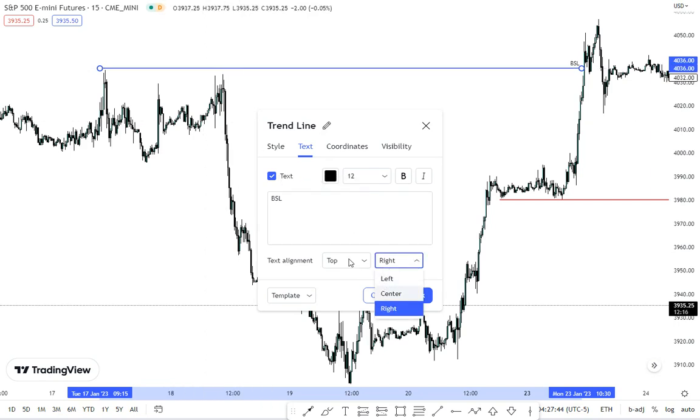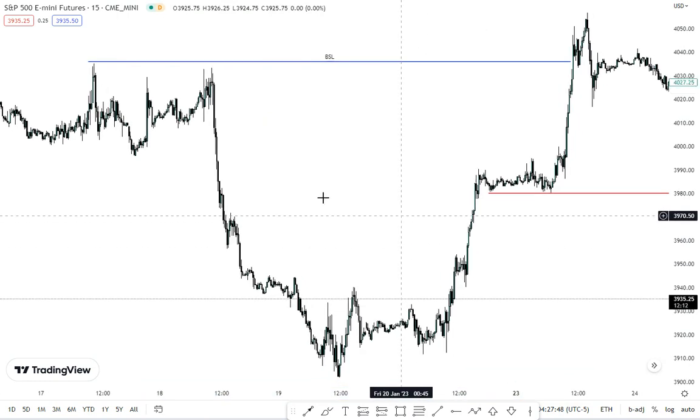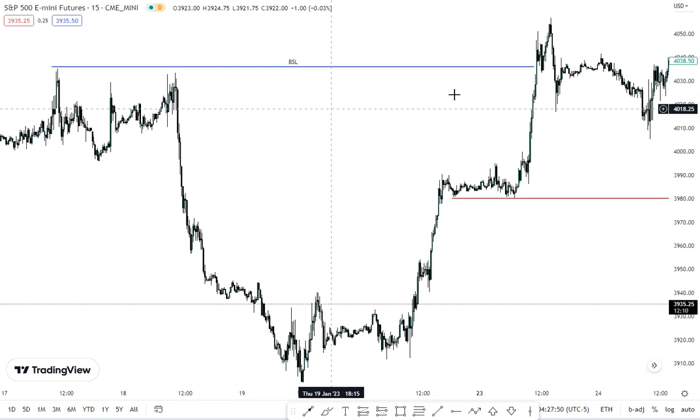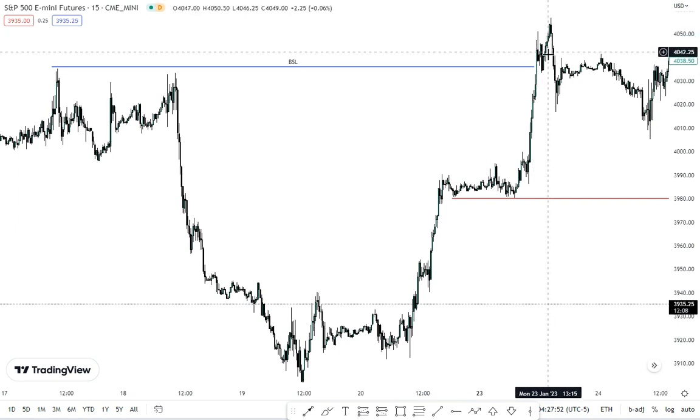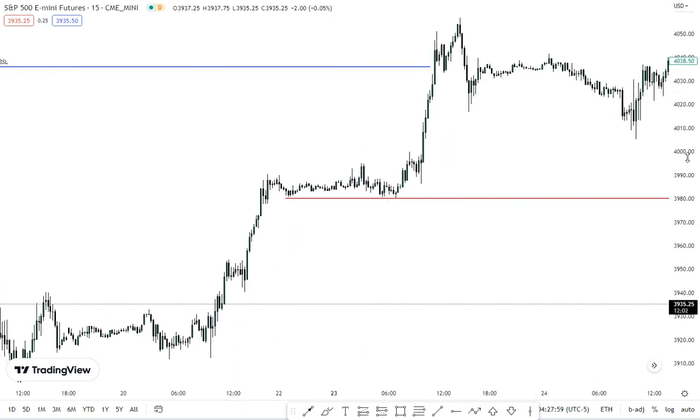Trying to make this video as short as possible, so it doesn't take a while. Price does what? Rams through the buy side liquidity right there. And here's the interesting part: there's our buy side liquidity, our liquidity pool.